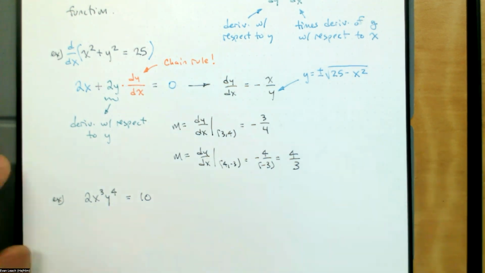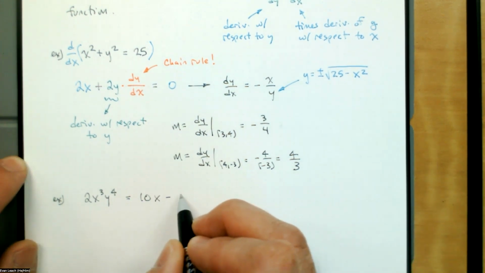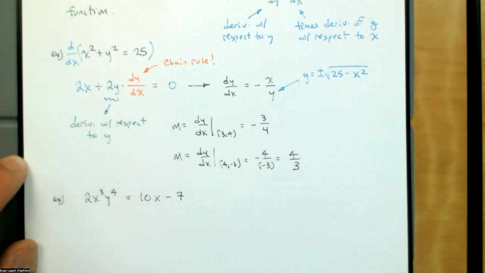Let's put something else over here. Let's say this is 10x minus 3, minus 7. Something we haven't used before.